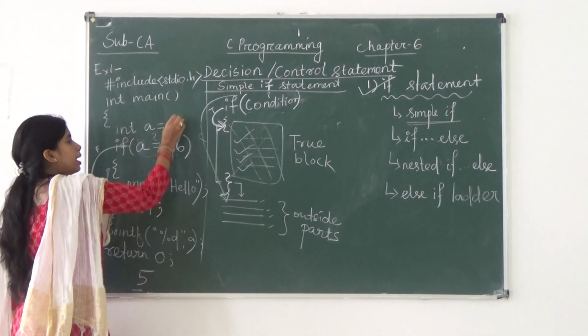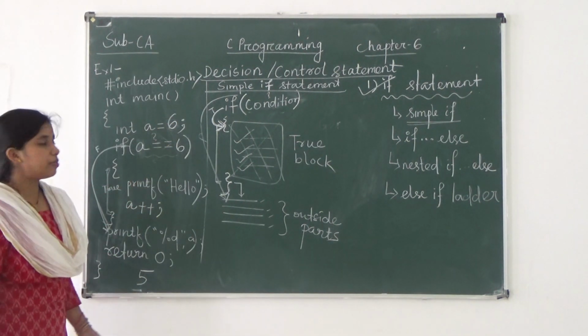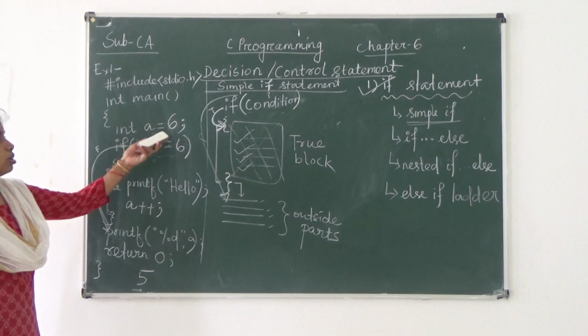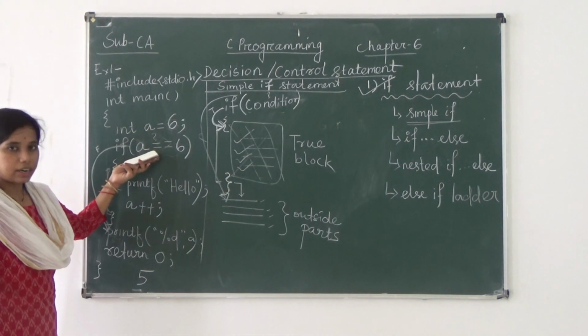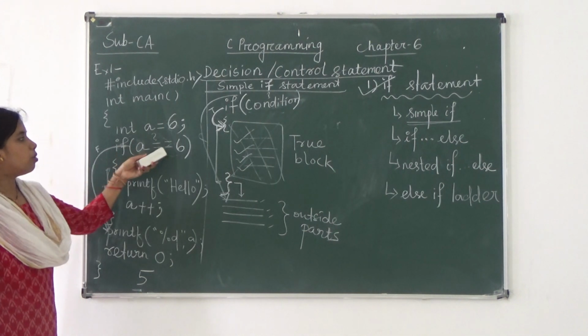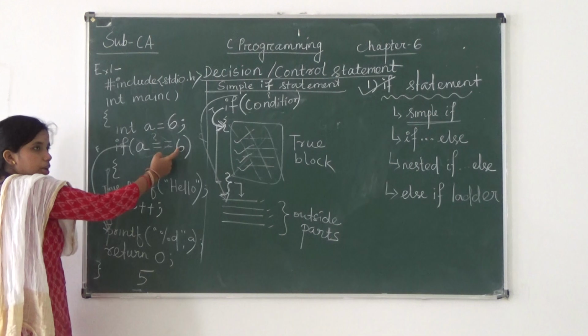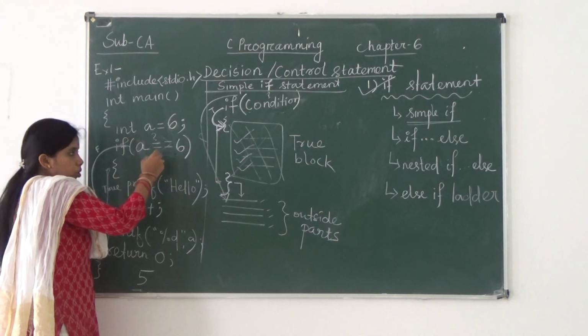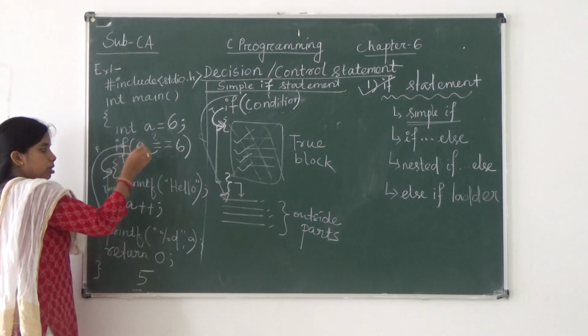Suppose the value of a I have taken as 6. I am just changing this value so that we can discuss another case also. So the value of a is, let's say, 6. Come here, test the condition first. 6 equal to 6 will be true because both sides are equal. So if it is true, then we can enter into the block.